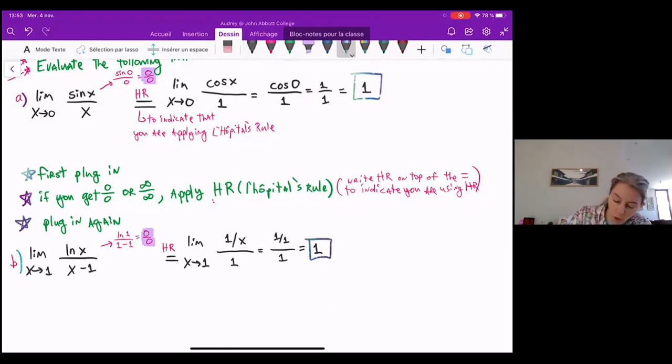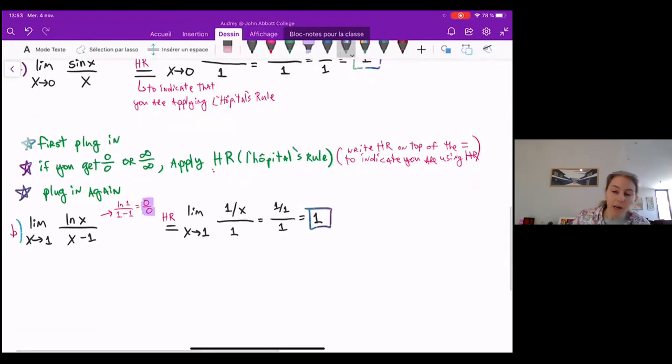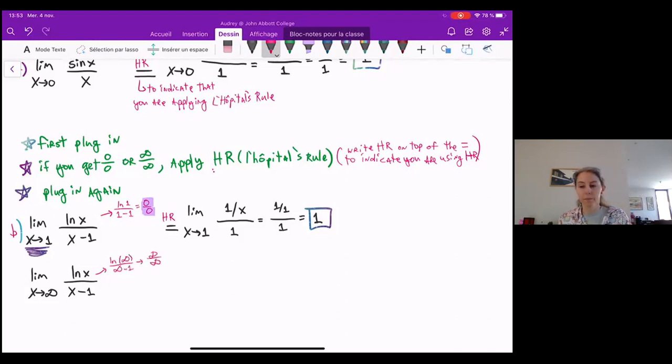Now, I'll keep this in B. I'm going to use the exact same function, that ln x over x minus 1, but instead of having the limit approach 1, I'm going to have the limit approach infinity. So the limit as x approaches infinity of ln x over x minus 1. When I plug in here, it's kind of like I have ln of infinity over infinity minus 1, which gives me infinity over infinity.